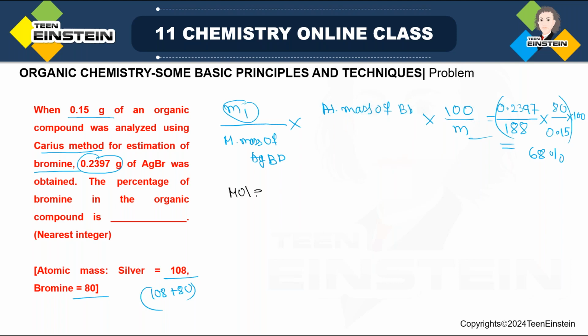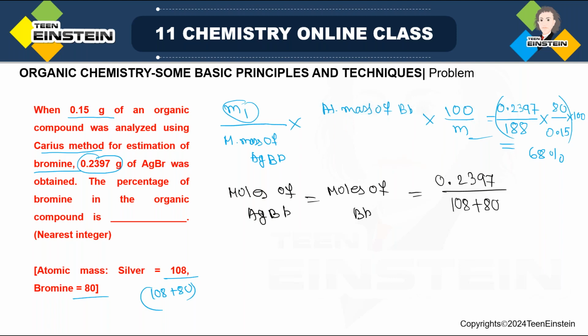So logically, if we solve, what we will do? We will find out moles of AgBr, which is also equal to moles of Br. And how you will calculate it? Given mass divided by molar mass of AgBr, 108 plus 80. So once you get this, the number of moles of Br, next what you will do, you will multiply it with 80 so that you can get mass of Br present in 0.15 gram of organic compound.